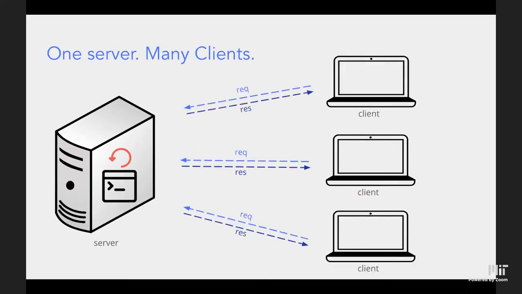A great thing about this client-server model is that you can have only one server, but it can service a lot of different clients. And this is pretty useful because if you were, let's say, Facebook and you had like 100 million users, you don't want to have 100 million servers, one for each client. That would be really expensive. So each server can actually service multiple clients.